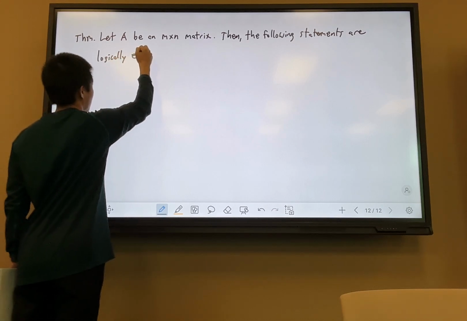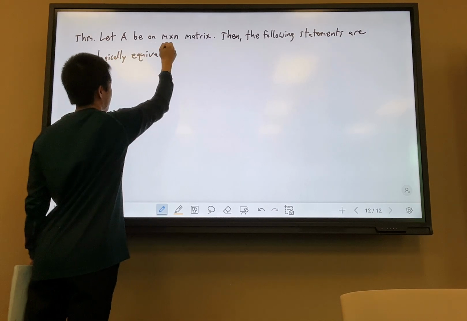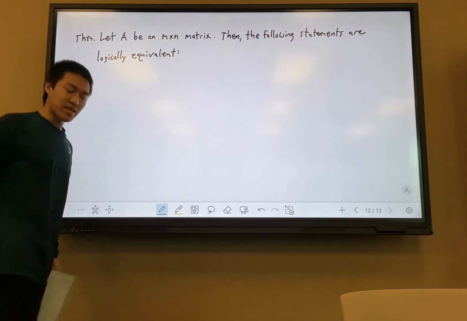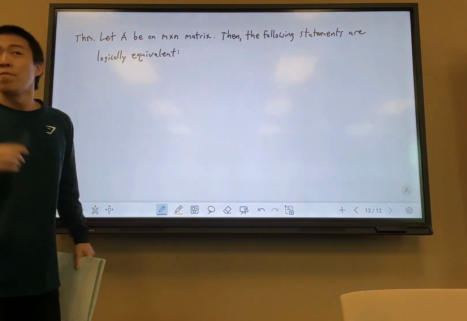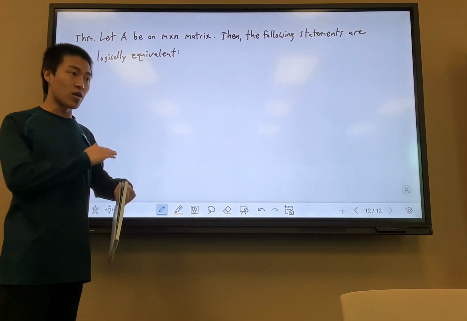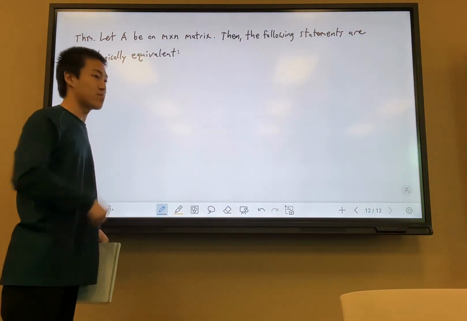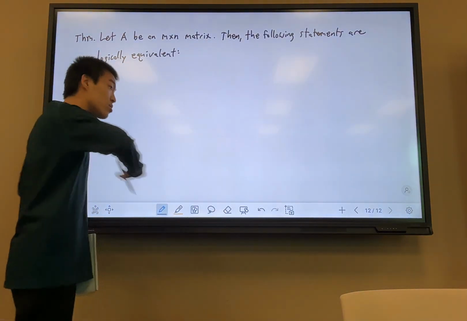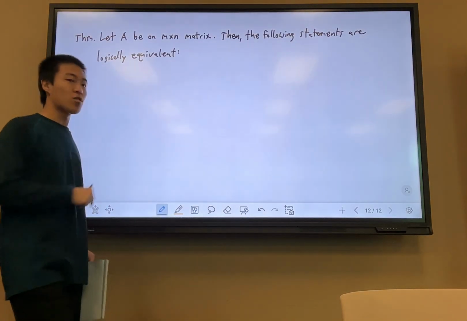Logically equivalent. Again, so basically what it means to be logically equivalent is, if I say this, then all of the other ones are automatically true by default of this one being true. And if this is false, all the other ones, just by logical default, are also false.